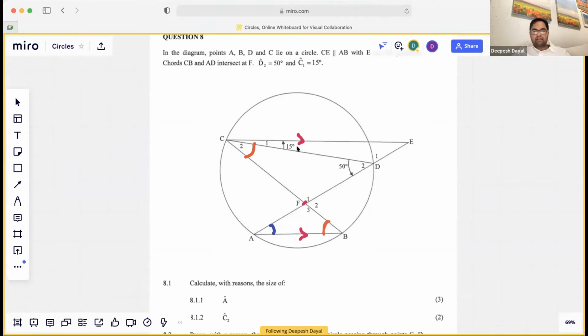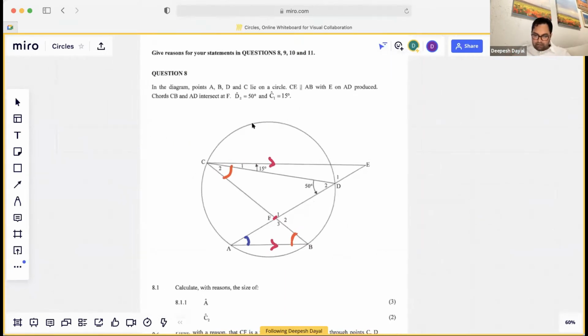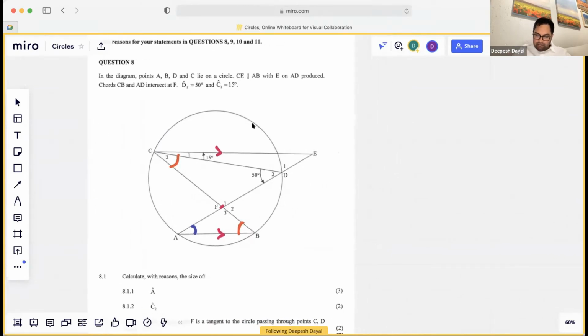50. Thank you, Jaden. Jaden, if you want to unmute, why is it 50? Because it's angles in the same circle segment. Angles in the same segment, right? So I'm going to write here 8.1.1. So we're saying B equals 50 degrees because it's angles in same segment, right?